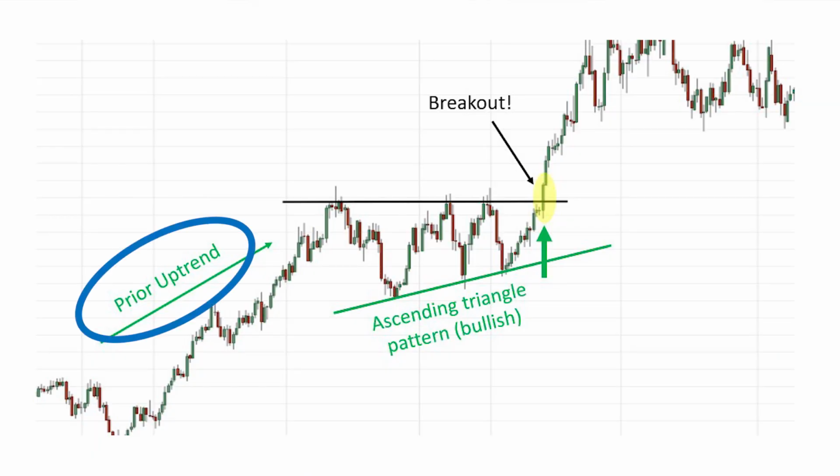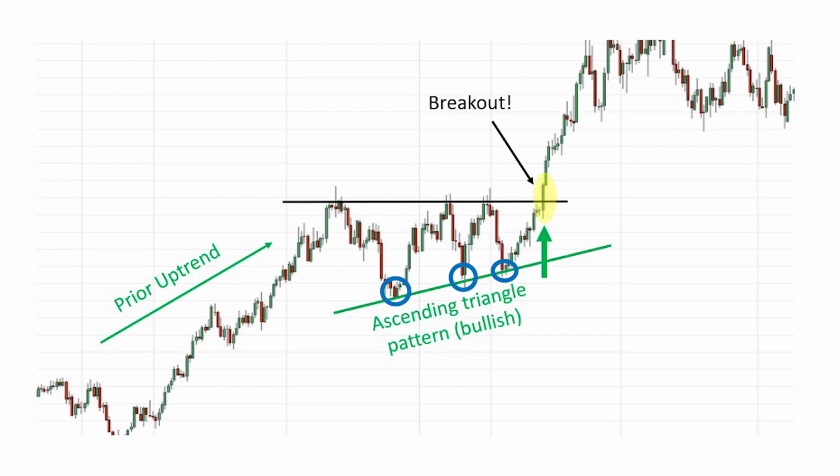In the example above, we see a prior uptrend, so we know the odds for an upside breakout are higher. As the ascending triangle forms, we see a series of higher lows and similar highs forming while showing a gradual build-up of bullish pressure. We also see prices pushing against the resistance level formed by the similar highs.